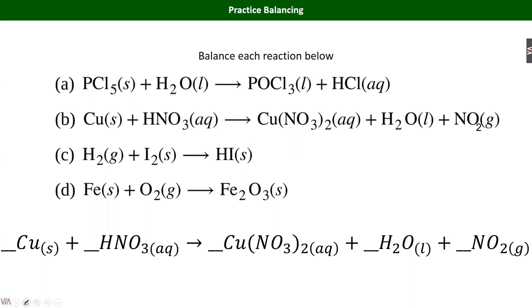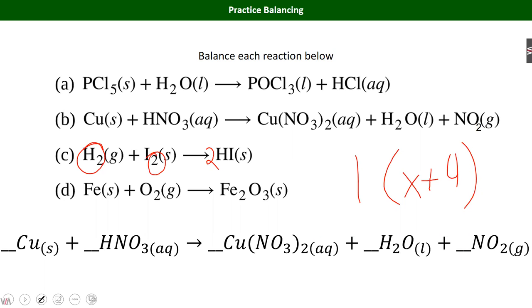What about C? After that one, C feels easy, right? Yeah, you have two hydrogens and 2 iodines on the left. So you know you have to have at least a 2 there. It's already balanced just by doing that. If you don't have a coefficient written, you can assume it's 1. Just like if you have X plus 4 in parentheses, you don't have to write 1 in front of it, right? It's implied that there's a 1 there.